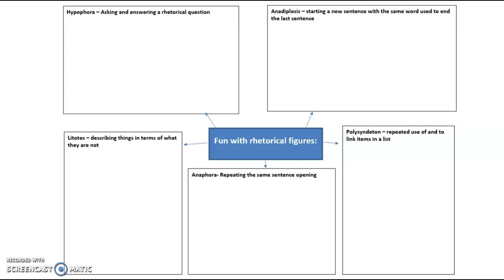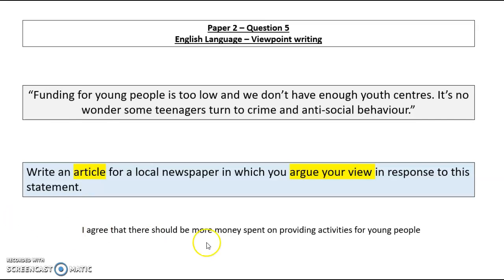Okay, the other thing you will have learnt with your teachers is all about rhetorical language. And rhetorical devices shouldn't be used as a tick list. You're not necessarily going to get more marks for using these rhetorical devices, but they're one of the ways that a writer can bring persuasion to life. So potentially, as a little starting activity, just to remind yourself, on this sheet are 5 really nice rhetorical devices, ones I think work really nicely in a range of types of writing. So for this task, there should be more money spent on providing activities for young people.